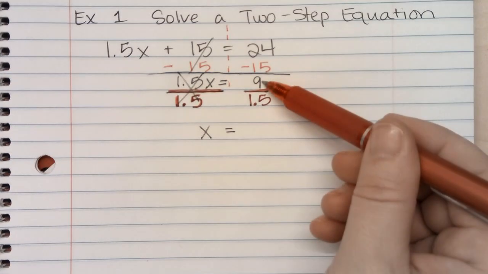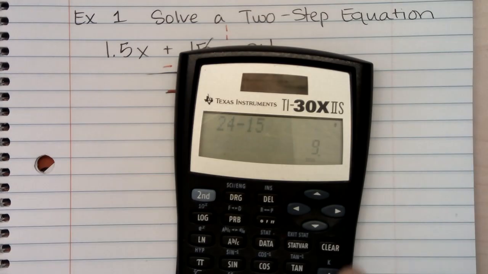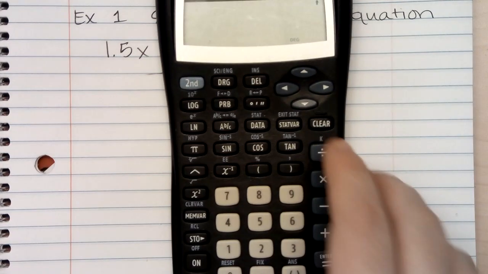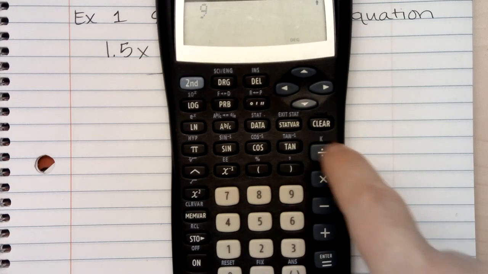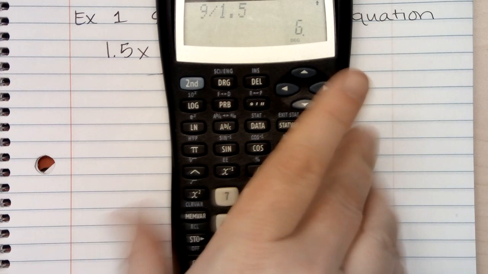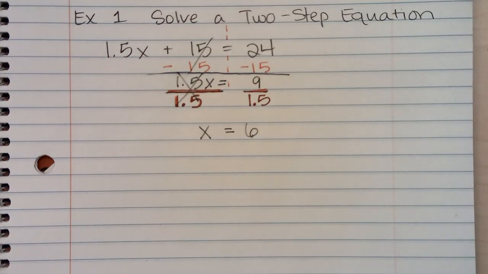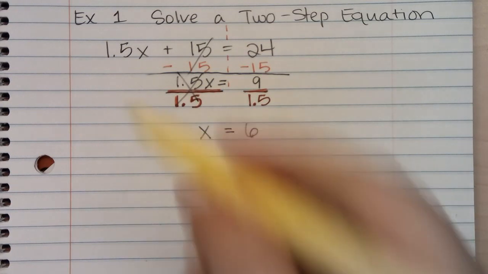And then we have 9 divided by 1.5. So I'm going to go ahead and put that in my calculator, like this. 9 divided by 1.5 equals 6. So I have my answer of x equals 6.